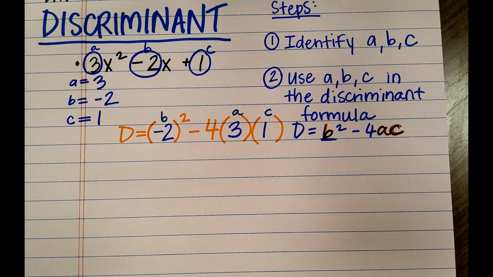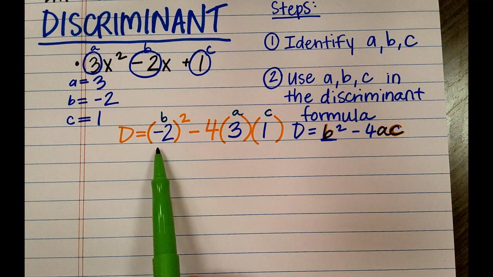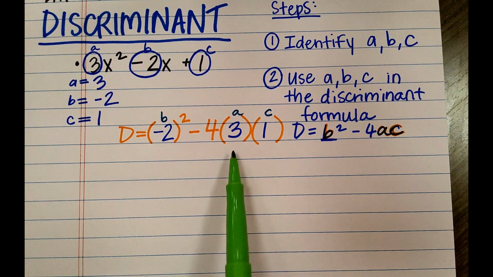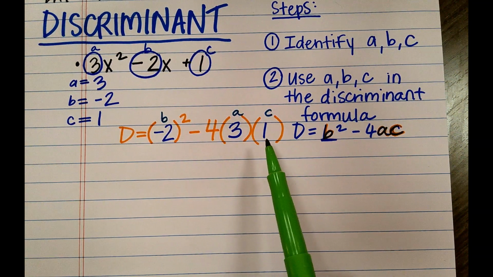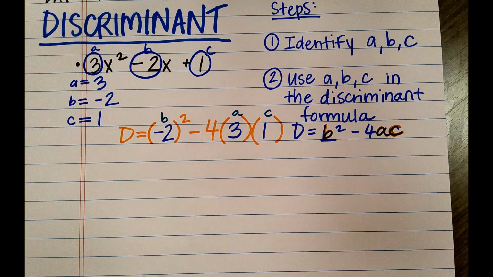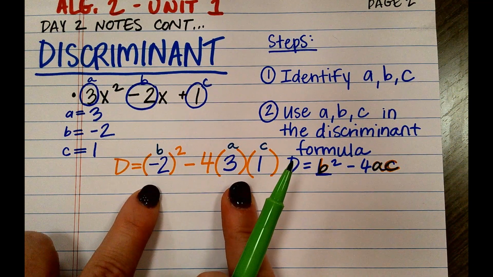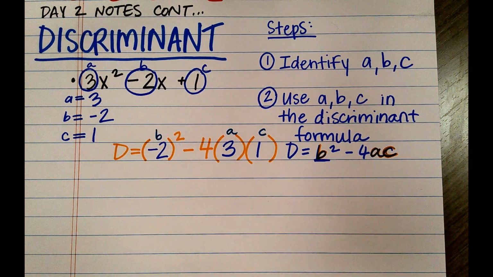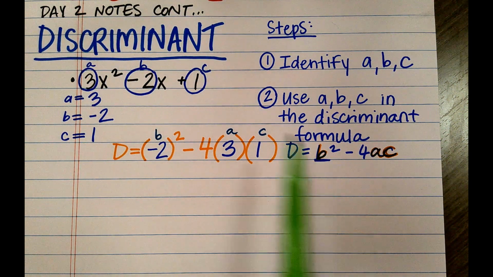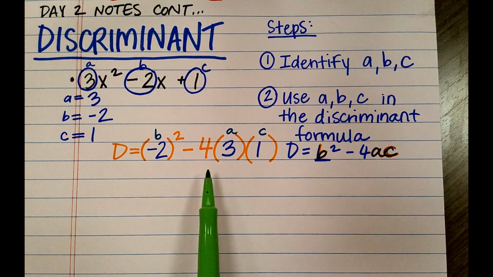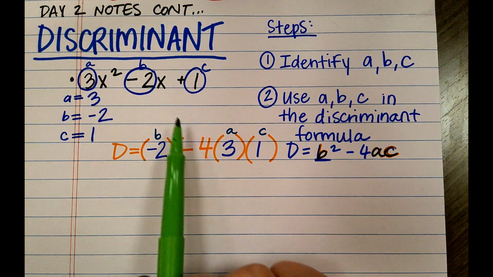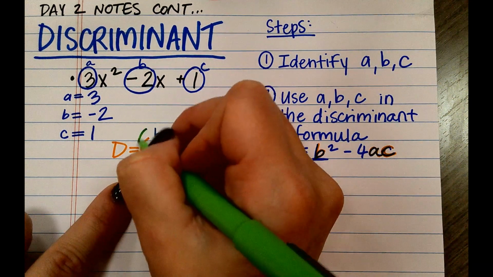Parentheses come first. Now, I do have a negative 2 in parentheses. I have a 3 in parentheses. I have a 1 in parentheses. Do I have operations, meaning addition, subtraction, multiplication, division, in parentheses? No. So I'm going to go to the next. E is exponents. Do I have exponents? Yes. Negative 2 squared. So we're going to do that first.